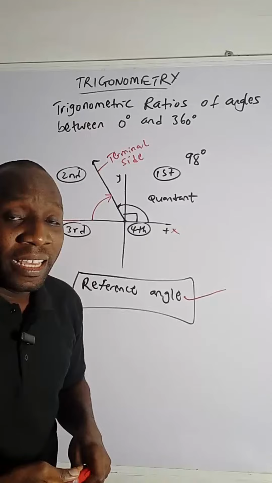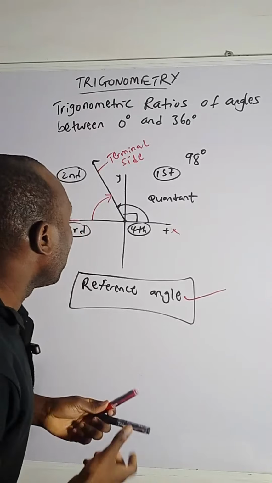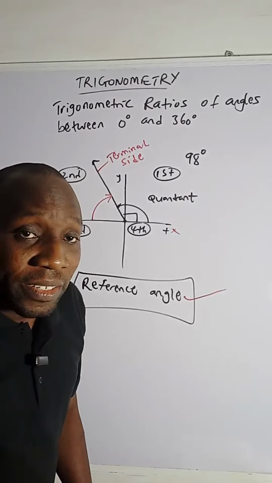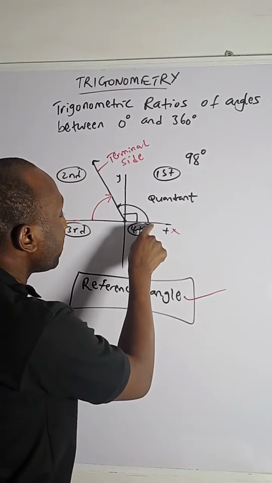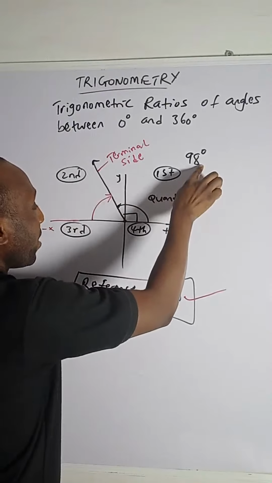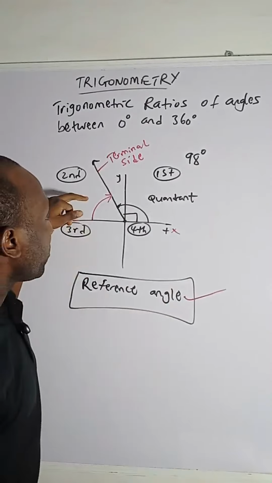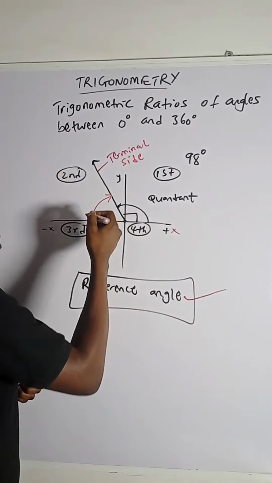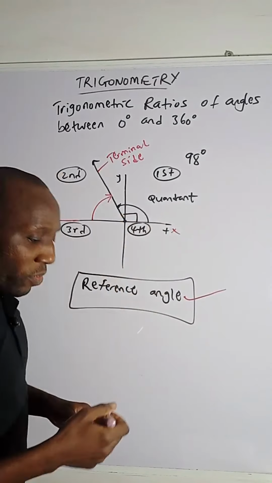So how are we going to get that reference angle? Remember, the sum of angles on a straight line is 180 degrees. So if from the positive x to the terminal side is 98 degrees, what do you think the reference angle would be? Who can tell me what the reference angle is going to be? If you know it, type it in the comments.